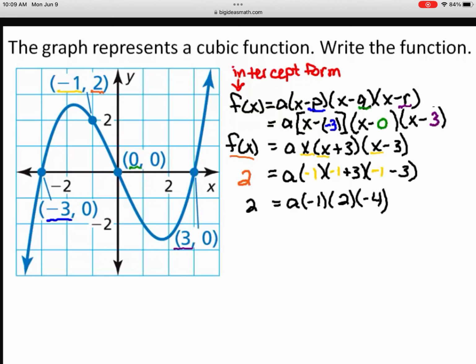-1 times 2 times -4 is 8. So you have 2 equals a times 8. To solve for a, divide each side by 8, leaving you with 1/4 equals a.